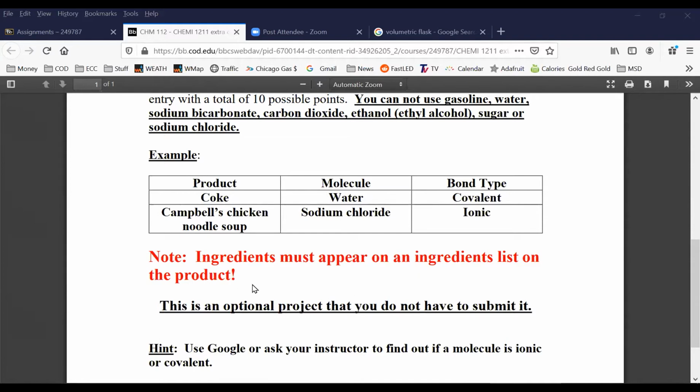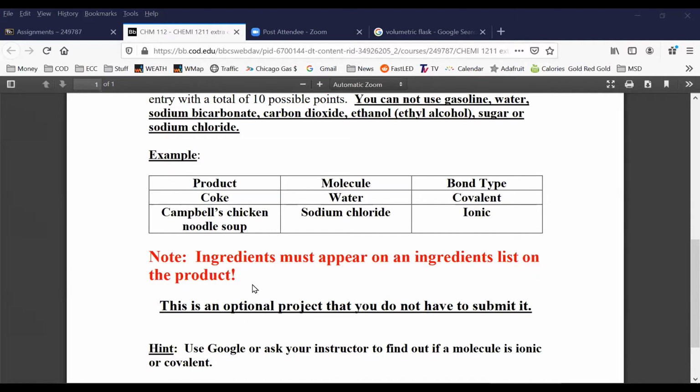Therefore, you can't say air has oxygen, because I've never seen air. I'm walking around my home, outside, or at COD with the ingredients label. You can't say, well, a banana has this. Well, I've never seen an ingredients list label on a banana.